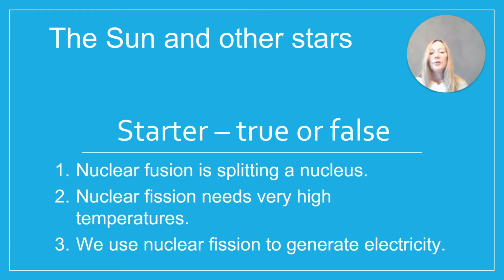So nuclear fusion is the splitting of the nuclei is false. Nuclear fusion is where the nuclei fuse together, so they join together. Nuclear fission needs very high temperatures is also false. Nuclear fission is the splitting of a nucleus, and when it happens in radioactive decay, it produces huge amounts of heat energy, and this is used in nuclear power stations to generate electricity, which makes number 3 true.